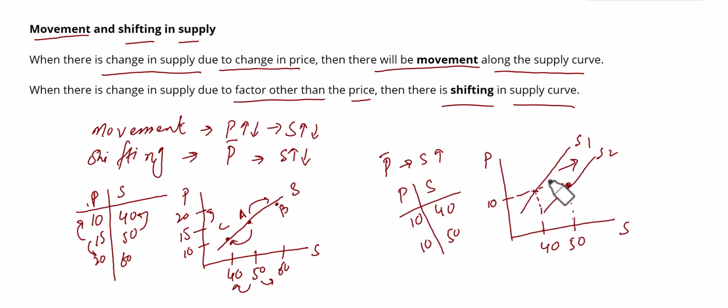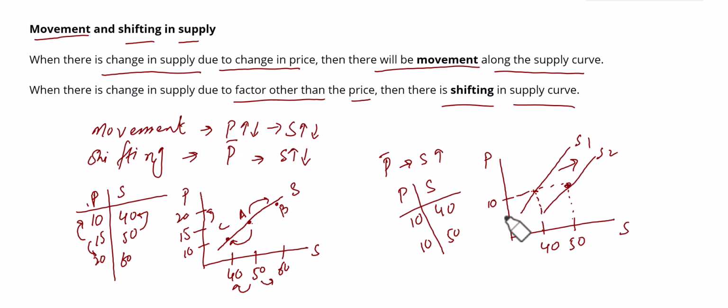So in case of shifting, we have more than one supply curve. There is no change in price, but supply increases from 40 to 50. So there will be shifting in the supply curve, and the supply curve will shift from S1 to S2 in the rightward direction. This is called shifting in the supply curve.